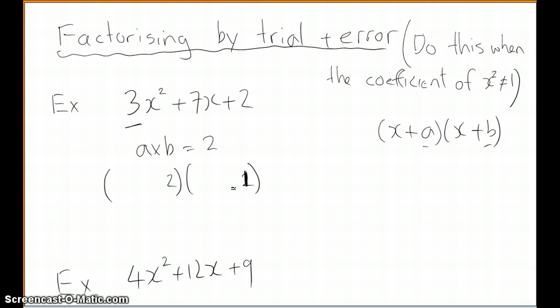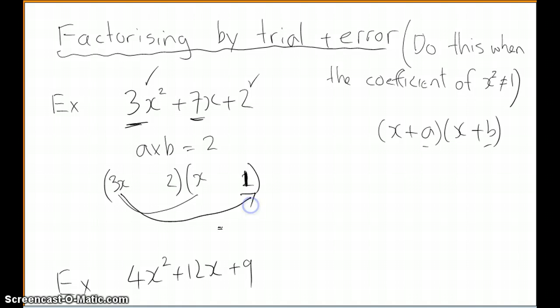But the trial and error part comes in where I need to know that when you expand, you end up with 7x. So to get 3x squared, again there's only one set of factors for 3, so I can write 3x here and x here. When you multiply 3x by x, you get 3x squared. That works. That works. But you have to check. Okay, I can't emphasize this enough. You have to go and check the full expansion.